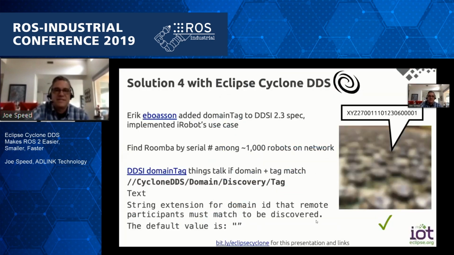So one of the things that Erik did, thinking about this, was add earlier this year something called domain tag to the DDSI 2.3 spec, okay? And then he implemented iRobot's use case in Eclipse Cyclone DDS. So now iRobot is able to find any Roomba by serial number among the thousands of robots on the network. So you can explicitly choose and communicate efficiently to any robot among a very large swarm. And this is part of the DDSI specification, and it is a feature of Eclipse Cyclone DDS.